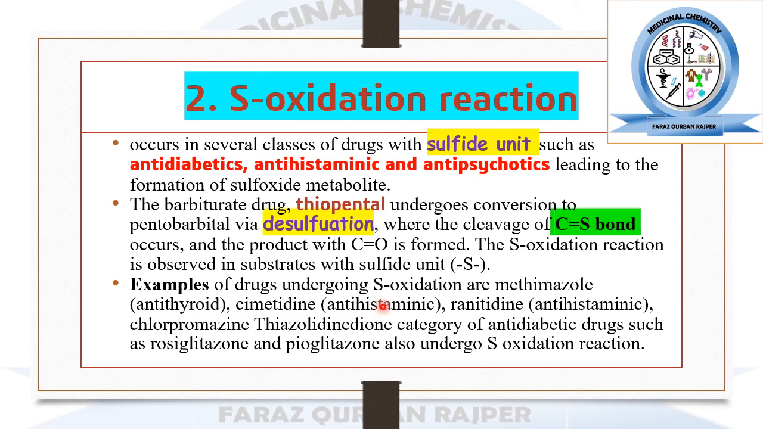Among the antihistaminic drugs there are cimetidine, ranitidine, and chlorpromazine. Thiazolidinediones are one of the important classes of anti-diabetic drugs. They contain sulfur because of the thiazole ring, which contains sulfur as a heteroatom. They undergo S-oxidation for their phase 1 metabolism.